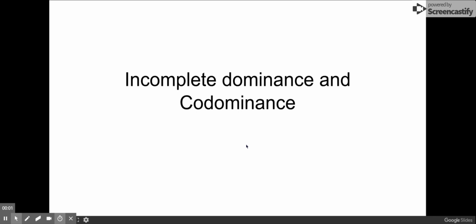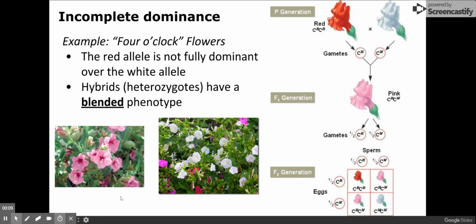Hi there, scholars. We're going to go over a few other forms of inheritance patterns known as incomplete and codominance. The first one we're going to look at is called incomplete dominance, and this is just like it sounds in that one of the alleles is not totally dominant over the other. A really common example is in a certain form of flower called a 4 o'clock flower, where you could have red flowers, you could have white flowers, but you can also get pink.